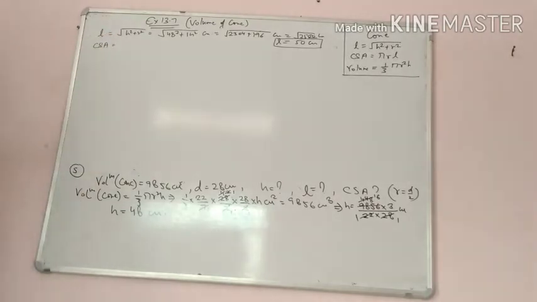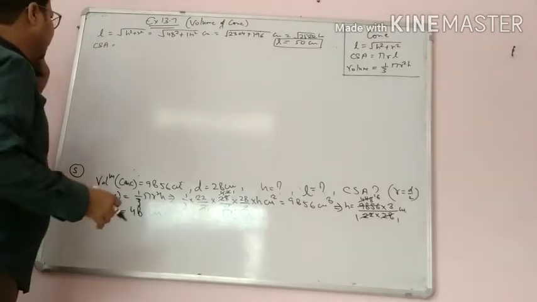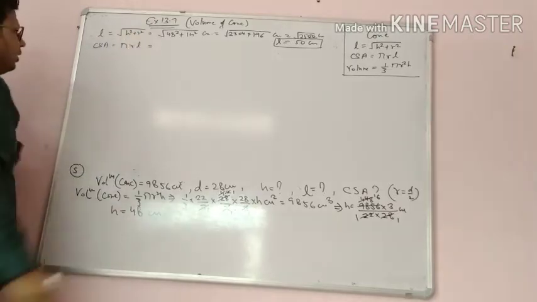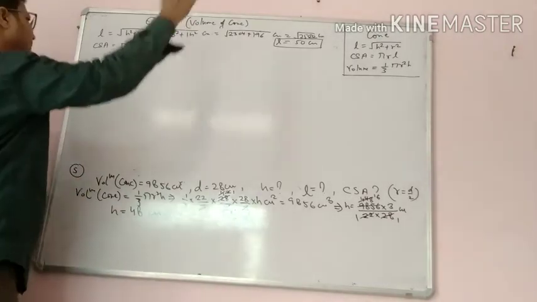Now the third and important thing we require is the curved surface area. What is required? Curved surface area. The curved surface area of a cone is given by pi r l. By what is it given? It is given by pi r l.